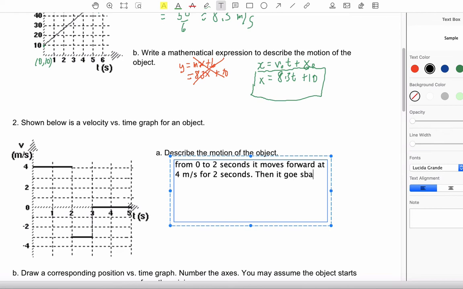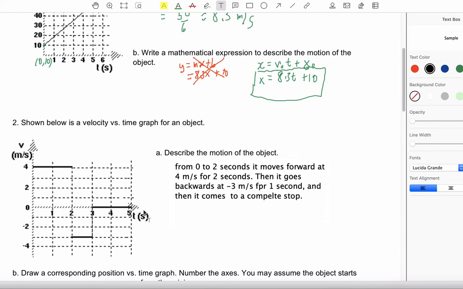Then it goes backwards, or opposite its original motion, at 3 meters per second. We can be clear and say at negative 3 meters per second for 1 second. And then it comes to a complete stop. Because for 3 to 5 seconds, it's not moving because the velocity is 0.